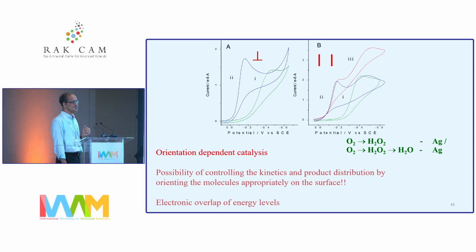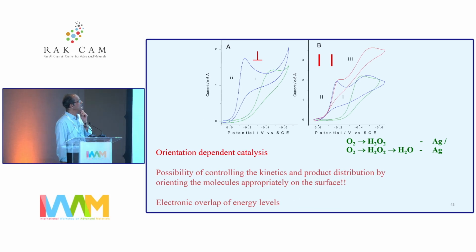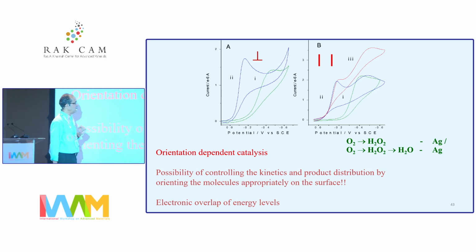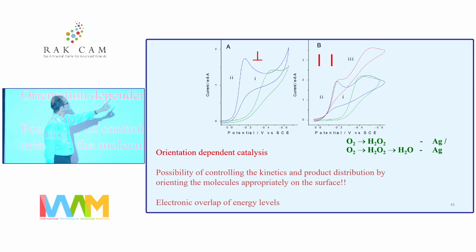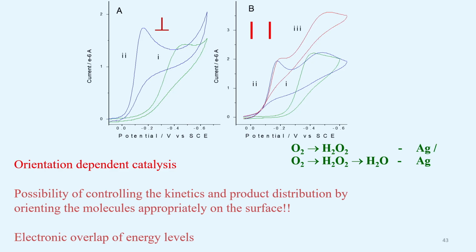And this is used as a catalyst. In this particular case, oxygen reduction. The substrate is silver in both cases. You see that in one of the cases, the oxygen reduction gets catalyzed. The potential actually goes more towards the left, but then the current remains the same. It stops at that stage itself.